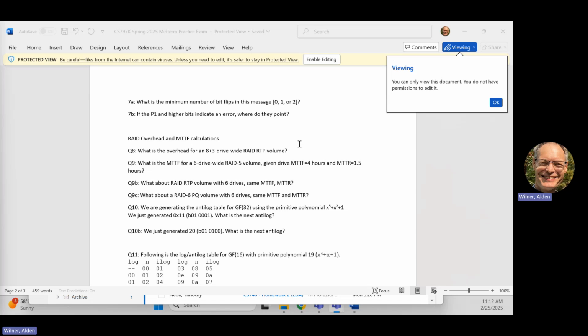Anyhow, there will also be a scratch paper. I'm going to give you a one page. On one side, it's going to have a log anti-log table for a Galois field. So I have the table, and then the back side of that sheet will be completely blank, and you'll be able to fill that in and use it however you want to.